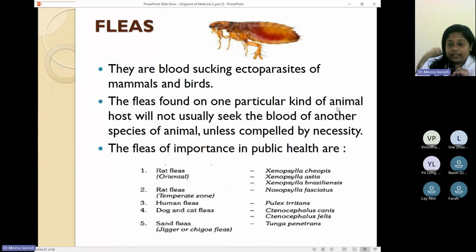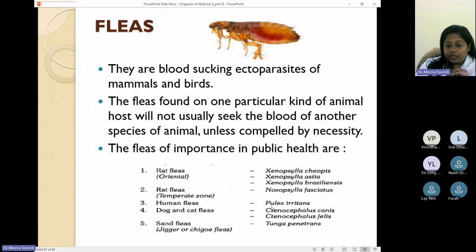The fleas found on one particular kind of animal host will not usually seek the blood of another species of animal. Usually they are species specific unless they are compelled by necessity. The fleas of importance in public health are the rat fleas, the human fleas, and the sand fleas. Among these, please do remember the rat fleas, because they cause the disease plague. The rat flea is also called Xenopsylla cheopis, Xenopsylla astia. Forget it. Just remember the rat flea, which is the Xenopsylla cheopis variety.